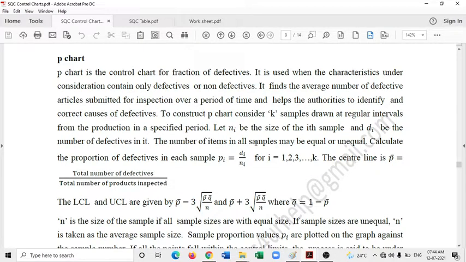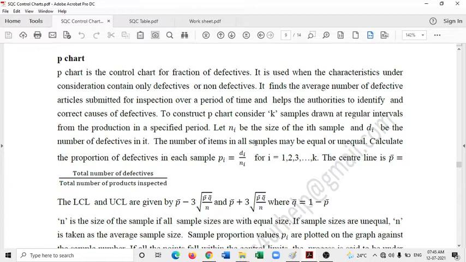In this P chart, we consider some samples drawn from the product, and at the end, we classify them as good or defective. Suppose the samples are drawn in subgroups; the number of units in a subgroup may be equal or unequal. Di is the number of defectives in each subgroup, and Ni is the number of items selected in each subgroup. Therefore, the sample proportion is Pi equals Di by Ni, where i equals 1, 2, 3, etc., k, and k is the total number of subgroups.